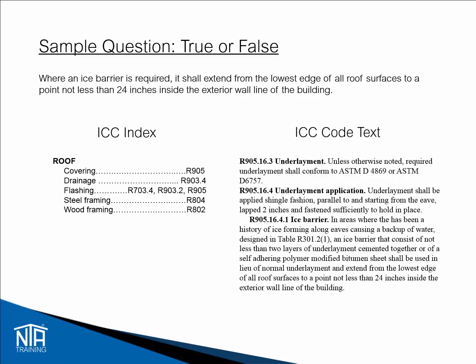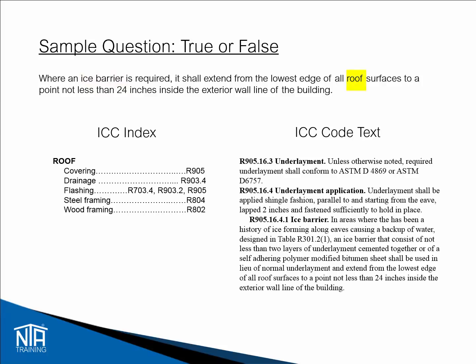True or false? Where an ice barrier is required, it shall extend from the lowest edge of all roof surfaces to a point not less than 24 inches inside the exterior wall line of the building. To answer this true or false question, you need to determine if an ice barrier must extend 24 inches inside the exterior wall. An obvious keyword is ice barrier, but this word is not in the index.